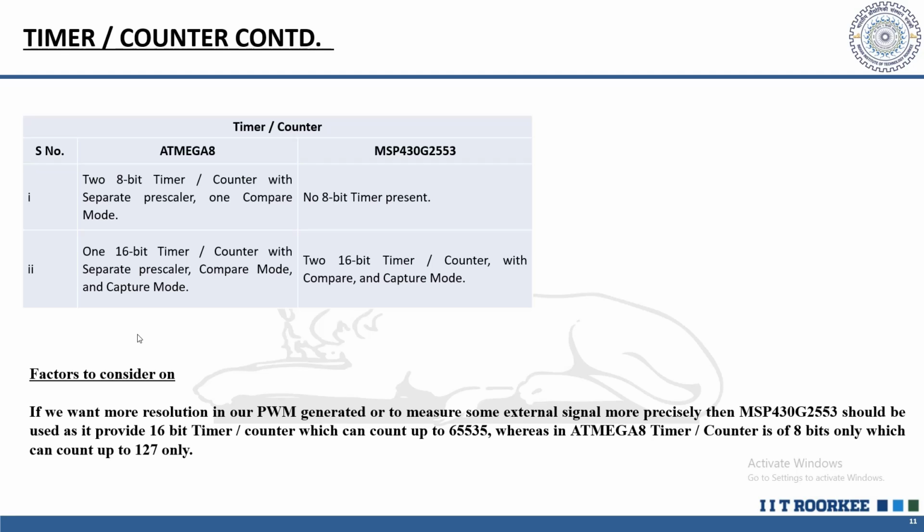And in MSP430 there are two 16-bit timer counters with compare and capture mode. Compare mode is where we compare the timer value with a certain value and an interrupt signal is generated. And in capture mode, at a certain instant of time we take the value of the counter. Now the factor to consider: if we want more resolution in our PWM signal, then MSP430 should be used as it is a 16-bit timer.